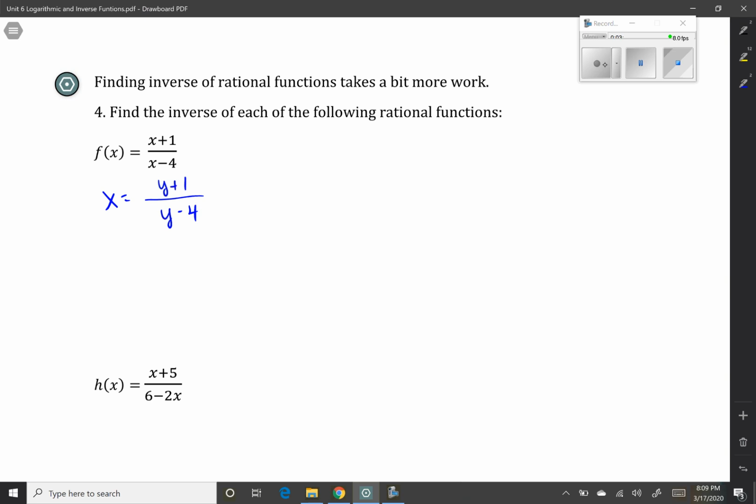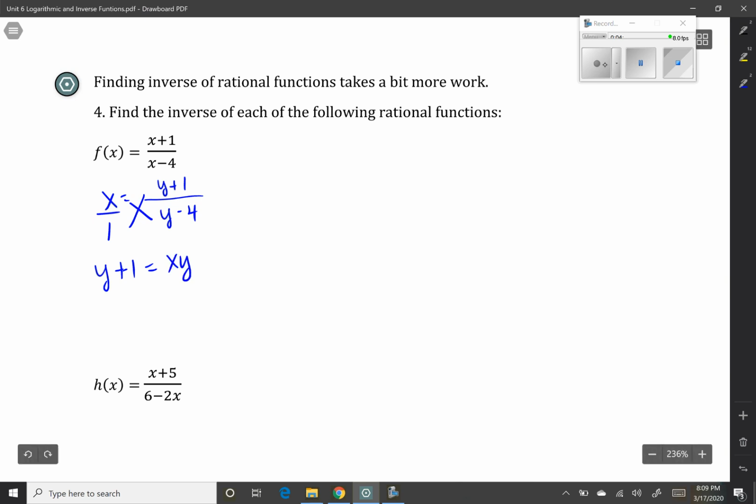So the first thing we want to do is put x over 1 and cross multiply. If I multiply anything times 1, it's itself. So I have y plus 1 times 1 is just y plus 1. If I multiply x times y minus 4, I'm going to get xy minus 4x. I'm going to use the distributive property there to do that. So still I have a problem. I have two y's and I want to solve for just one y.